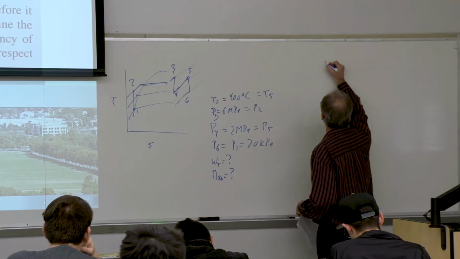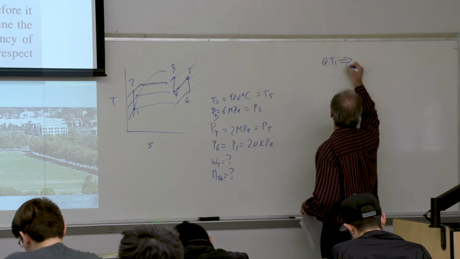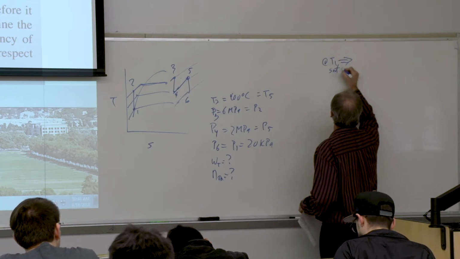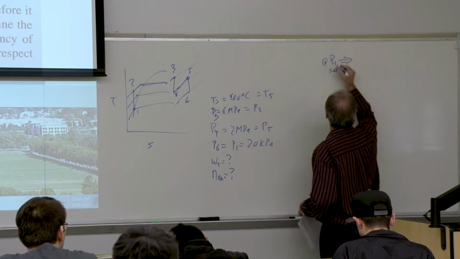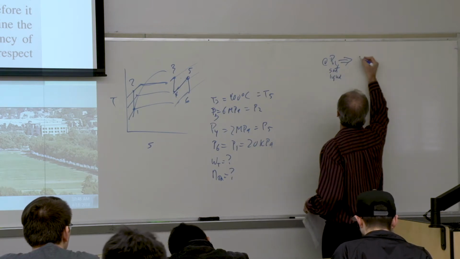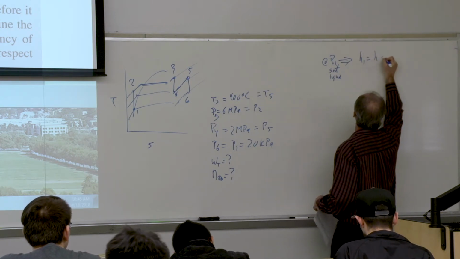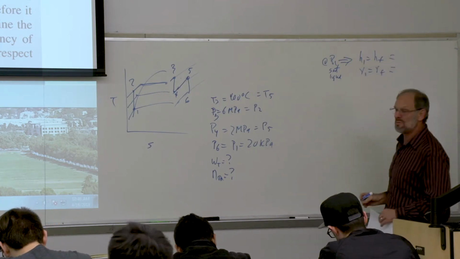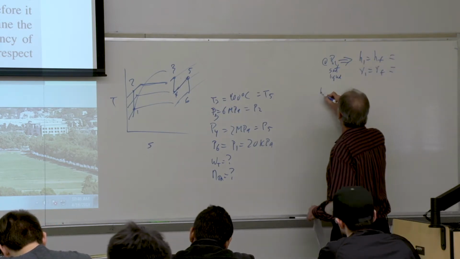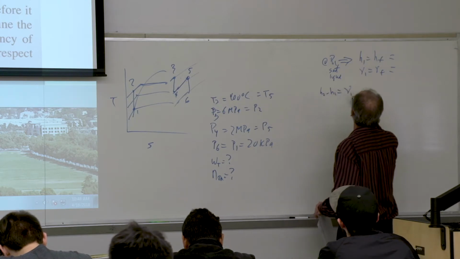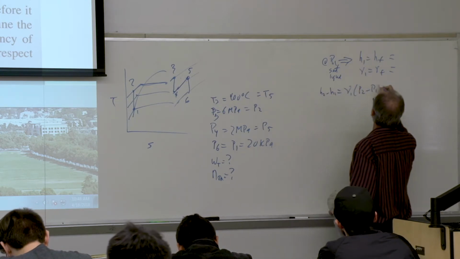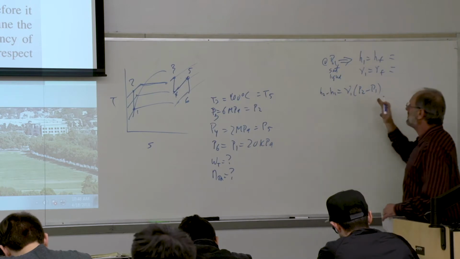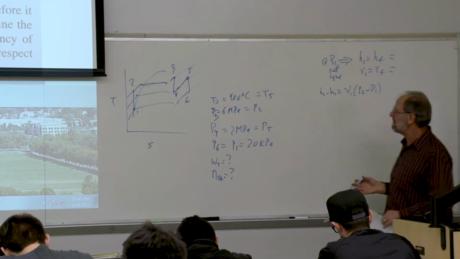So at T1, it's a saturated, at P1, it's a saturated liquid. So we'll be able to find H1 is just HF, and V1 is VF. We'll look those up in a moment. We'll also know that H2 minus H1 is the specific volume times P2 minus P1. So that will allow me to find H2.